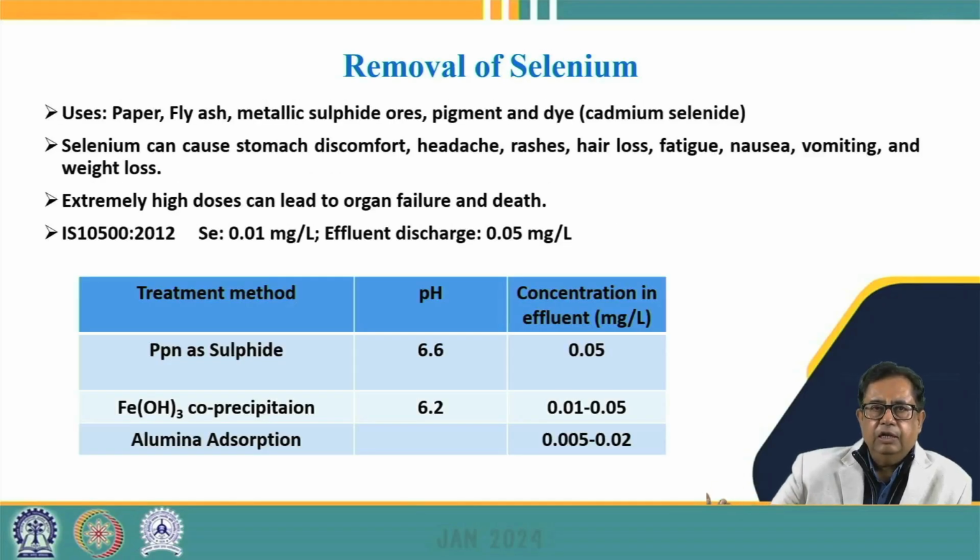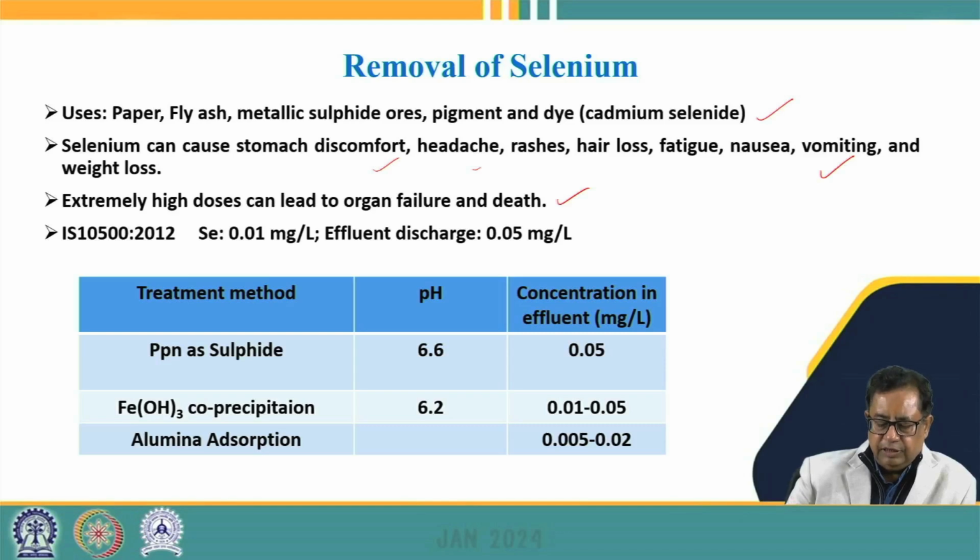Similarly, selenium may come into the environment from various industries like paper, fly ash, metallic sulfide ores, and pigments and dyes, where calcium selenide is used. These industries may introduce selenium into the environment, and if we take a very high amount of selenium in our diet, it may lead to stomach discomfort, headache, rashes, hair loss, fatigue, nausea, vomiting, and weight loss. These are some of the impacts of selenium. Extremely high doses can lead to organ failure as well as death.